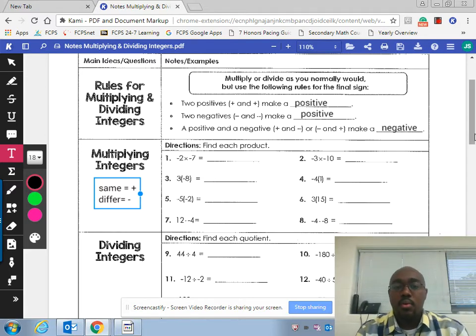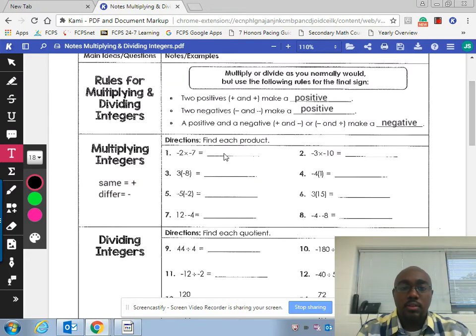So let's go ahead and practice this. Let's look at the first one. We have -2 times -7. Well, are the signs the same or are they different? We have a negative and a negative, so they are the same. As a result, we know the answer is going to be positive. And 2 times 7 is still 14. So the answer of -2 times -7 is just going to be 14.